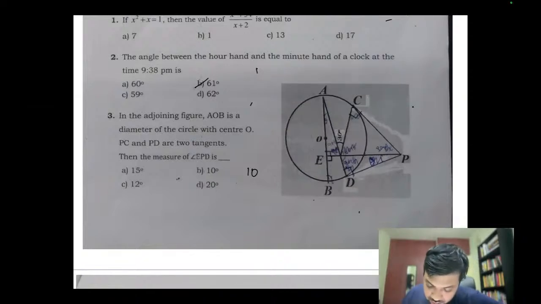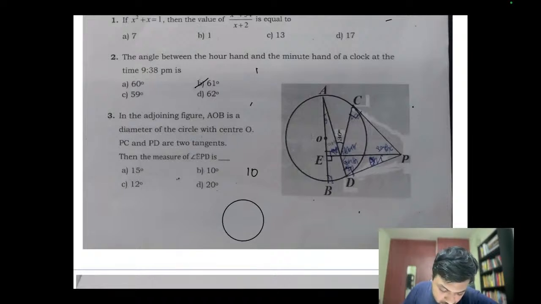Here you have a question where AOB is the diameter of the circle with center O. PC and PD are two tangents given to you. Then the measure of angle EPD is. Let's try to understand the question. It's scribbled, so let me just try to draw it separately here.